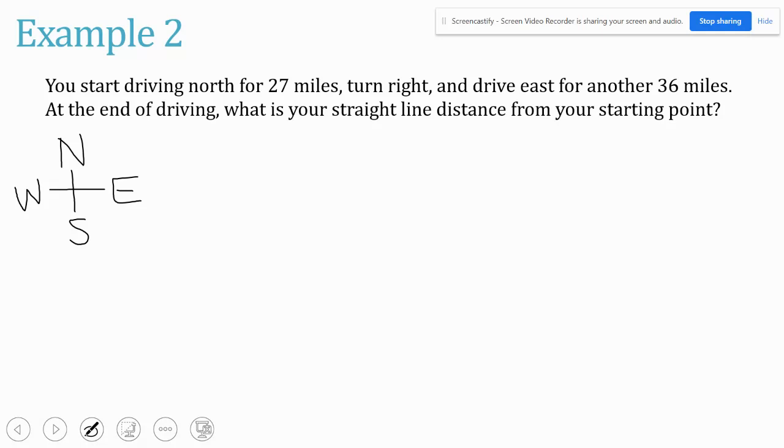So now we're going to draw the diagram. I'm going to just highlight some important information. We drove north for 27 miles, turned right, and we drove east for another 36. So what is the distance from your starting point?